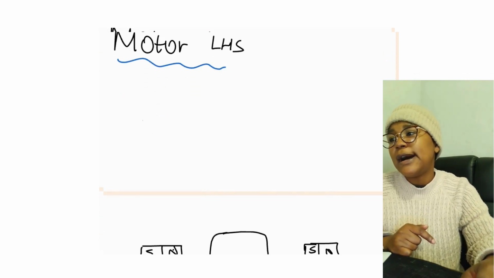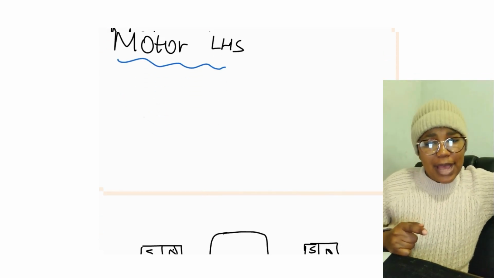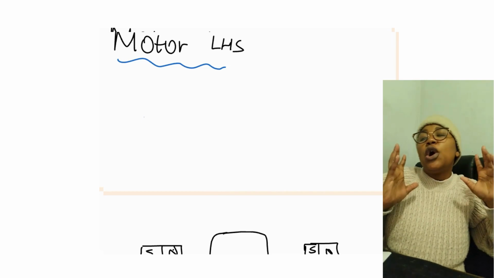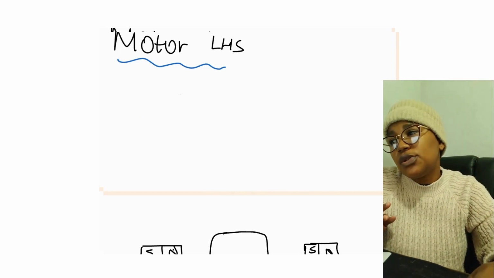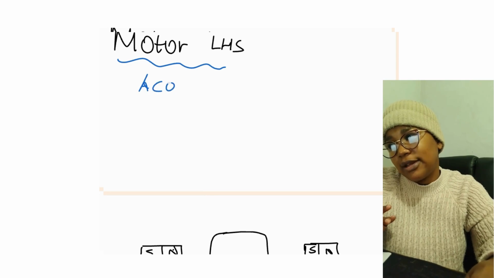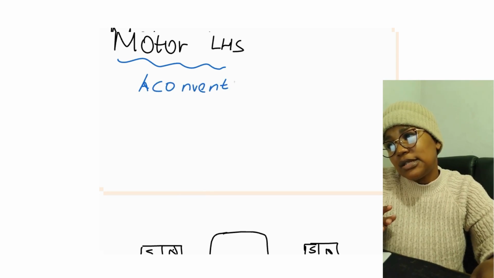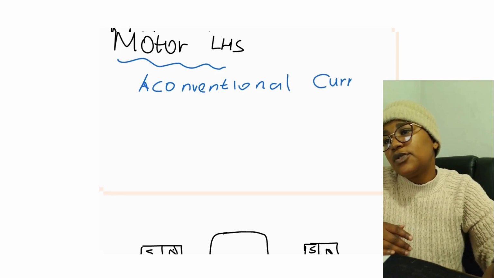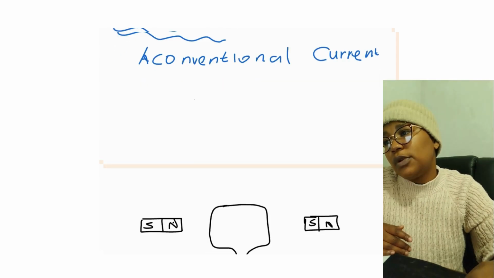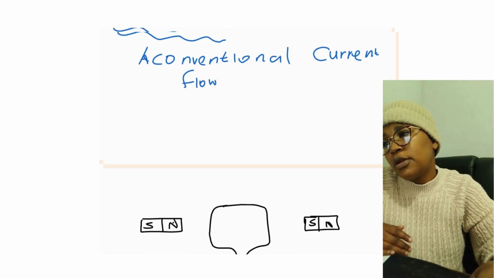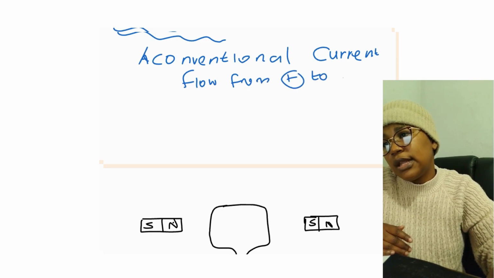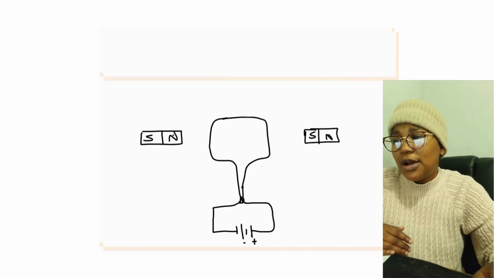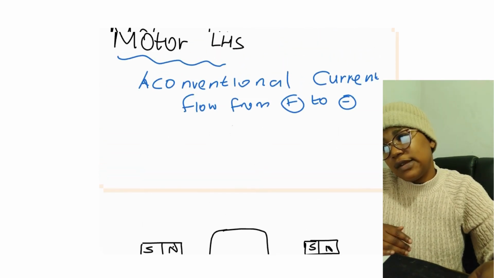Now there's something that I want to highlight with regard to a motor. With a motor we make use of what we call conventional current. Conventional current states that current flows from positive to negative. So current will flow from the positive terminal to the negative terminal of the battery. And how do you tell if it's positive and if it's negative? Let us say we have a battery that looks like that.